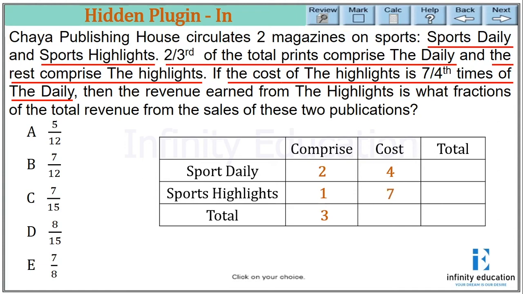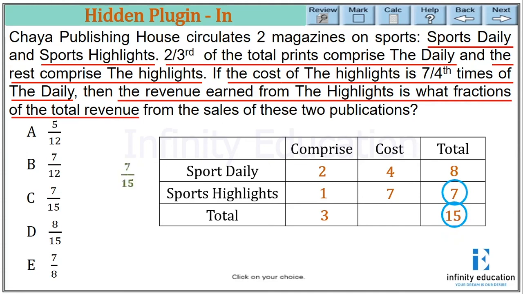Now sports daily comprise 2, and the cost of each of them is 4. So revenue from them is 8. Sports highlight comprises 1, and the cost is 7 for each of them, so revenue from that is 7. So the total is 15. Now the question is asking, the revenue earned from the highlight is what fraction of the total revenue from the sales of the 2 publications? Revenue from the highlight is 7 and the total is 15, so it should be 7/15. That is what the question is asking. That's why C is the answer to the question.